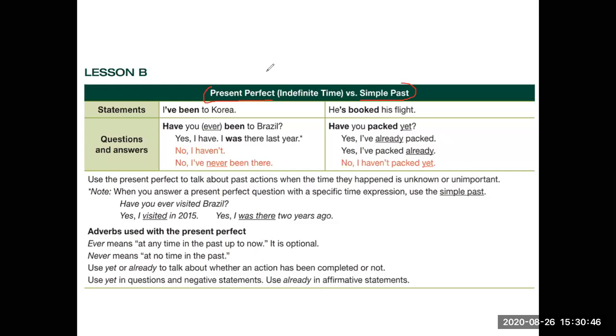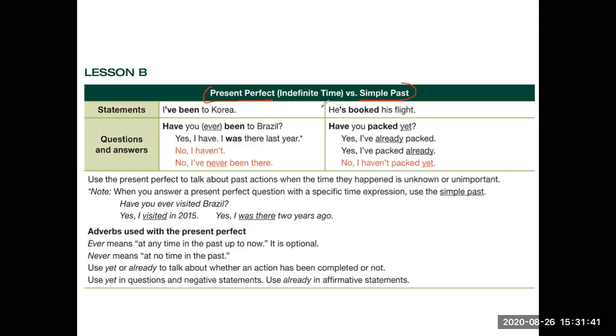Okay, this grammar says, present perfect indefinite time versus simple past. If you have any question, just let me know. The difference between present perfect and simple past? Yes. The present perfect is something that you did in the past, but the time is not specific. And also, maybe you are going to do the same in the future. And simple past is something that you did in the past at a specific time, and maybe you are not going to do that again because it's finished in the past.